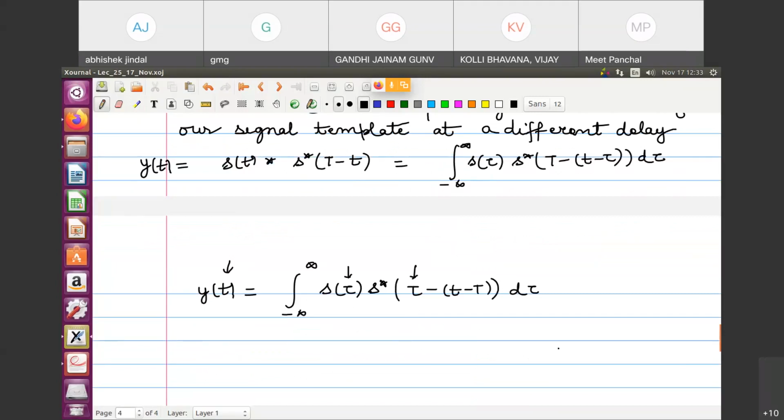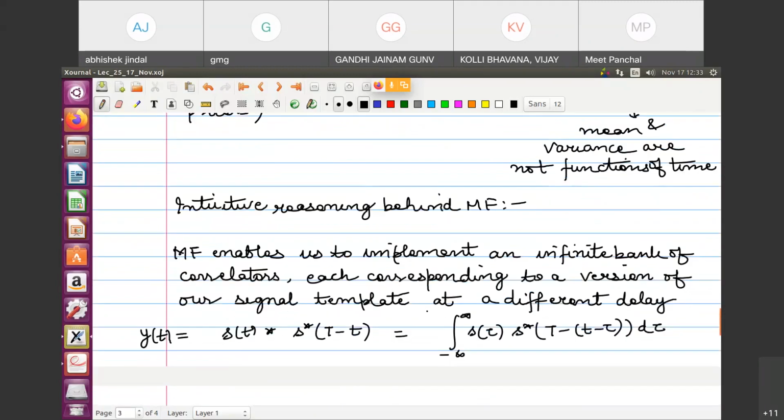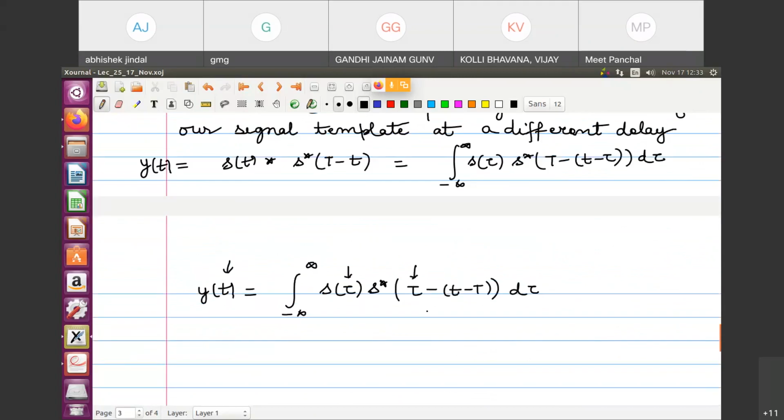If that is the case, then we choose that value of t which maximizes this power. That we have already seen. For the case when capital T we choose as 0, the optimum sampling time would be 0. For other cases you have to see what the sampling time will be. Most probably it would be capital T if at all S of t is time limited. So you have to do some examples in order to get a feel for it.